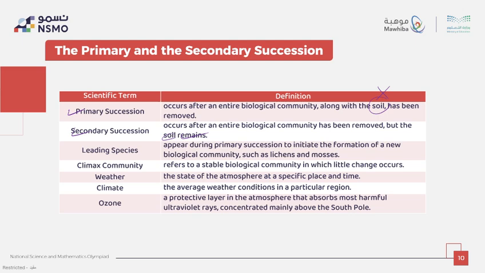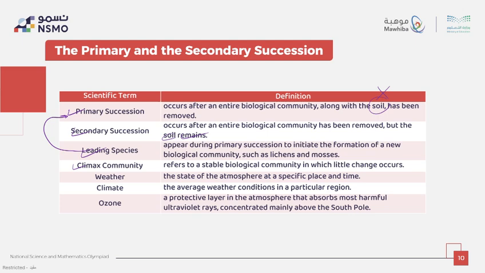Leading species. The first species to appear in primary succession and prepare the environment for others, such as lichens and mosses. So, leading species, it's related to primary succession. Climax community. Climax community, that one, is a stable and mature biological community that changes very little over time.